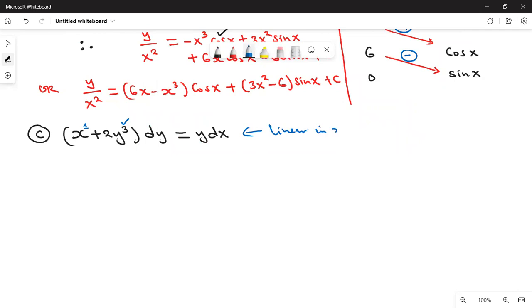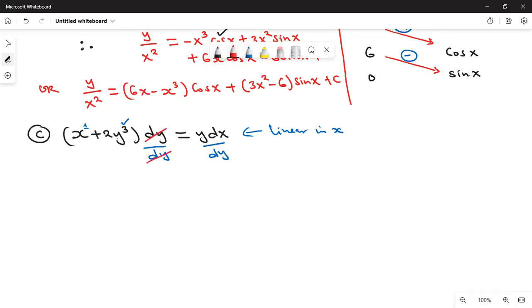So it means x will be the dependent variable, not y. So what I need to do is to write this equation in the form dx over dy plus p of y times x is equal to q of y. So I need dx over dy. So what will we do? We divide both sides by dy.